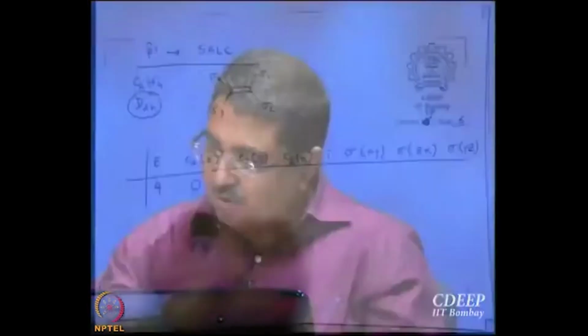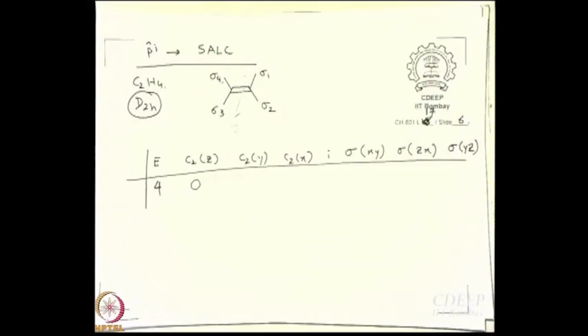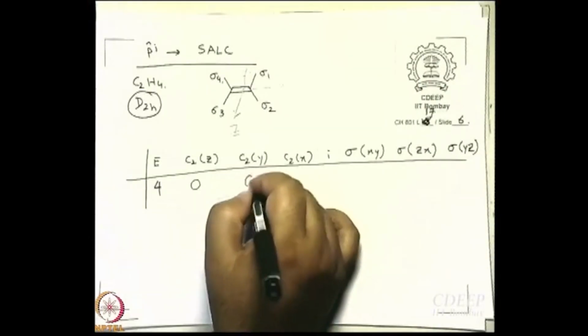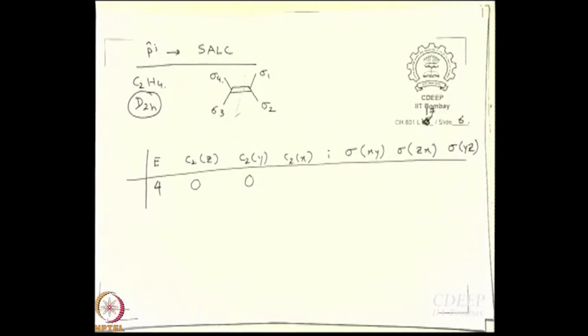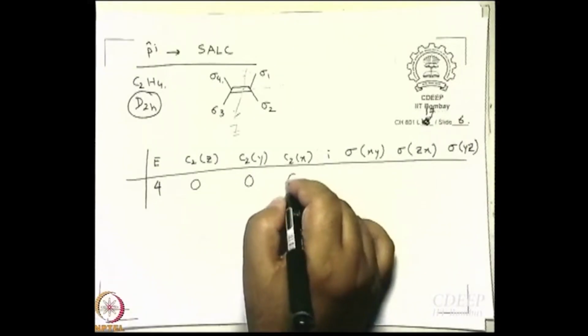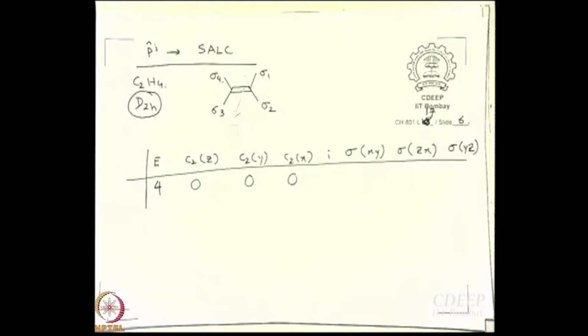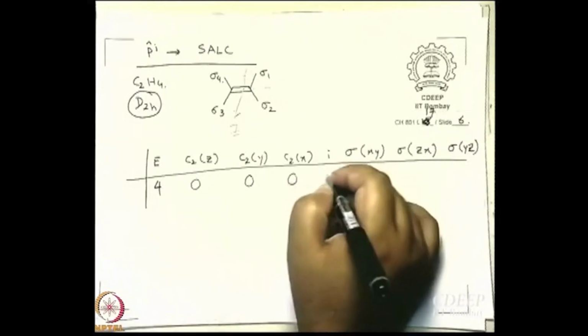What about C2? What is the character of C2z? C2z, what is the character? 0, right? Because we are considering separate s orbitals for now. So, 0. What about C2y? C2x? i? Now this is getting boring.